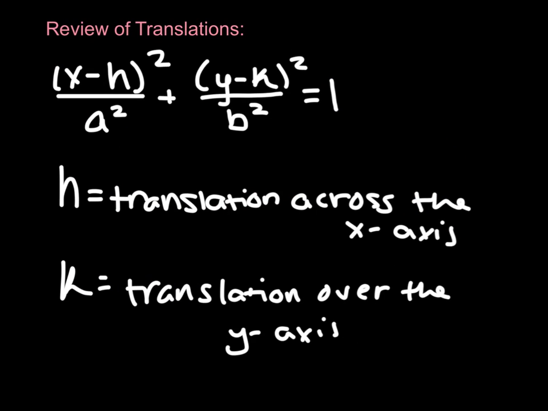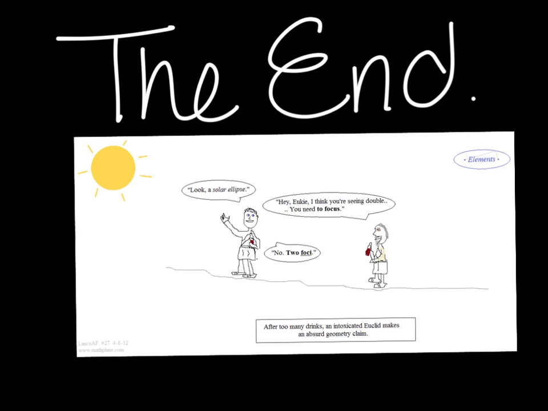So this is a review of the translations that were in this lesson, and the standard form for it is x minus h squared over a squared plus y minus k squared over b squared is equal to 1. And h is the translation over the x-axis, and k is the translation over the y-axis. So this concludes our lesson on chapter 9.1, the ellipse, and thanks for watching.